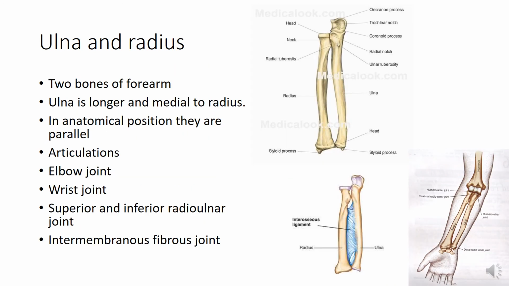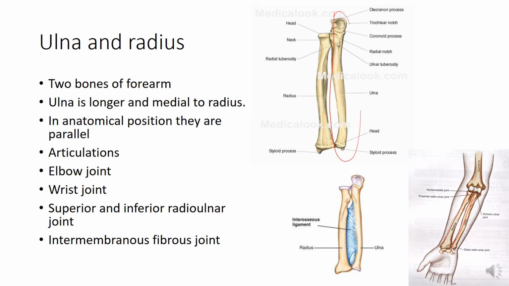Now radius and ulna, these are the bones of the forearm, and these are long bones again. The ulna is longer and medial to the radius. Here you can see that the ulna is longer and medial to the radius, and in anatomical position they lie parallel to each other.